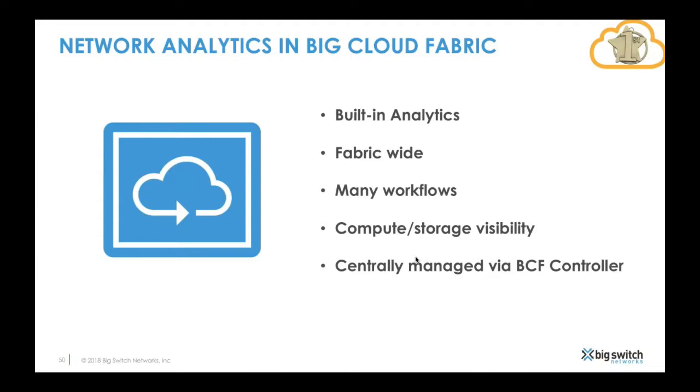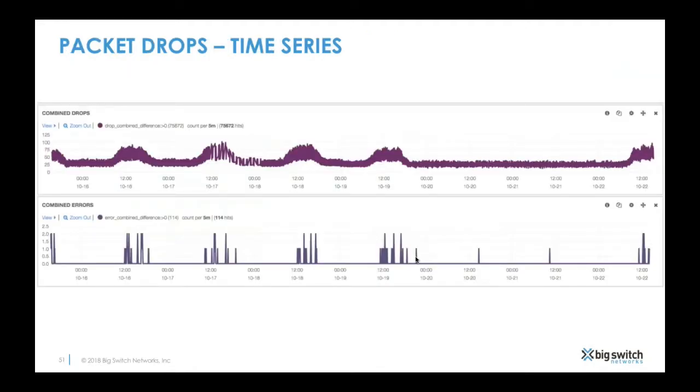As you're selecting such a fabric, you need to ask these questions to see if it has built-in analytics. Is it fabric-wide? Can you support multiple visibility and troubleshooting workflows? Can you get adjacent domain information such as visibility into compute and storage environments, containers, VMware environments, hyperconverged environments, and can it all be managed centrally? This is really the benefit that the Big Switch Big Cloud Fabric solution provides with built-in analytics. It's right there, built into the controller, so always available at a moment's notice.